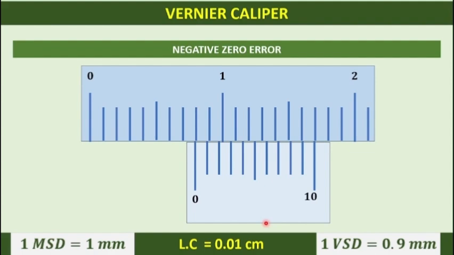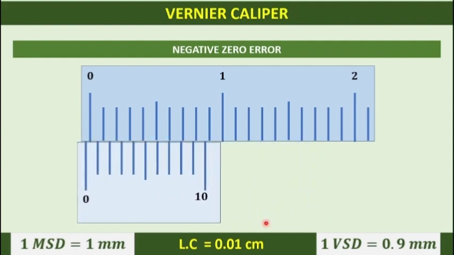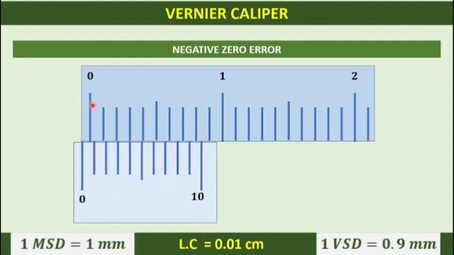Negative error. When the two jaws get closed, the vernier scale sometimes goes and stands beyond the 0 of the main scale. So here you have a gap. This negative distance is included in the measured value. It has to be added at the end. So this is a negative error and the correction will be positive.